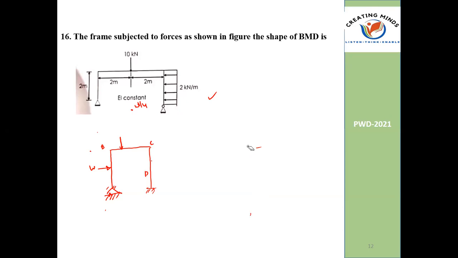See, what happens is that in frames, they generally ask for bending moment diagrams because students get the most confusion in frames. So the general thing is there are two aspects you have to focus on while you are drawing a bending moment diagram for these kinds of frames. One is the support condition.